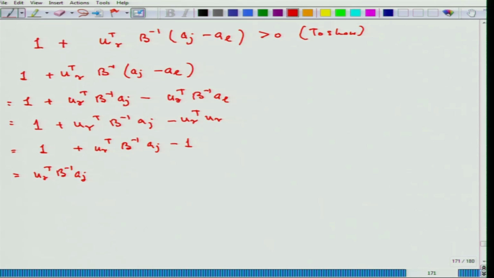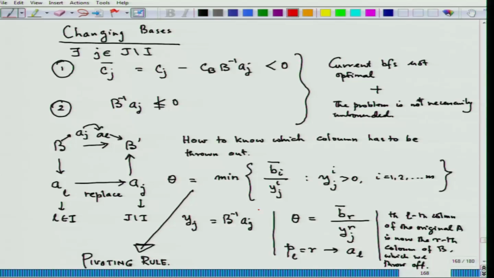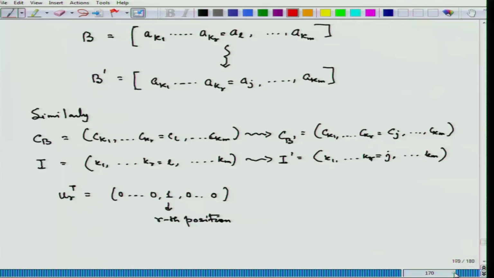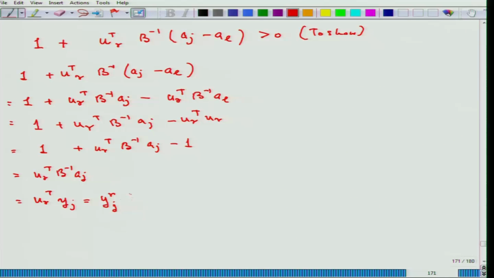So, what is B inverse AJ? B inverse AJ is Yj by definition. We have already mentioned many times that B inverse AJ is symbolized as Yj. Now, what is this? This is YRJ, the rth component of the jth column of B inverse AJ, this vector, rth component. But by the pivoting formula which we have got, by the pivoting that we have done here, this pivoting tells me that this thing is strictly bigger than 0, and hence we have proved what we wanted.